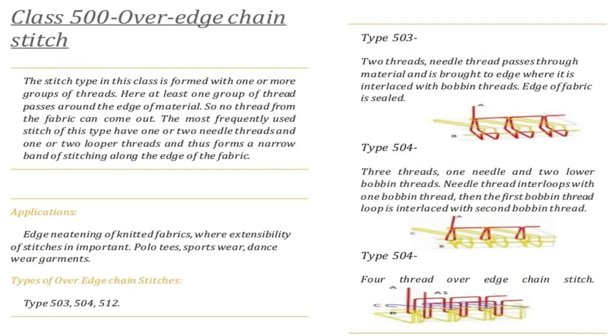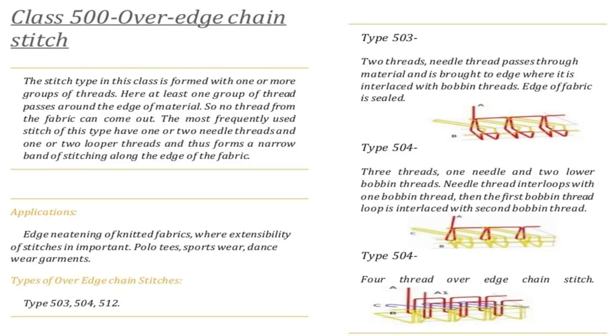Class 500, over edge chain stitch. The stitch types in this class are formed with one or more groups of threads. Here at least one group of thread passes around the edge of the material, so no thread from the fabric can come out. The most frequently used stitches of this type have 1 or 2 needle threads and 1 or 2 looper threads, and thus form a narrow band of stitching along the edge of the fabric. Applications: edge neatening of knitted fabrics, where extensibility of stitches is important. Polo tees, sportswear, dancewear garments.